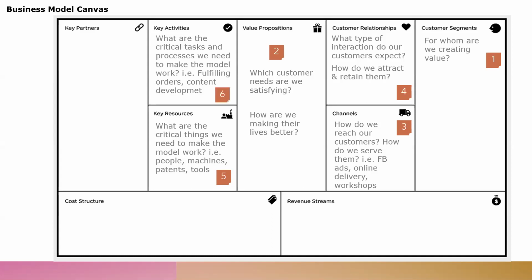Then hand in hand goes key activities as well. That's thinking about the critical tasks and processes that you need to make your idea work. Say, for example, if you were selling a physical product and want to offer online delivery, then from a key activities point of view, think about how you would track those orders. How would you know how many customers have ordered what, and when do they need to be sent out for delivery, as an example?